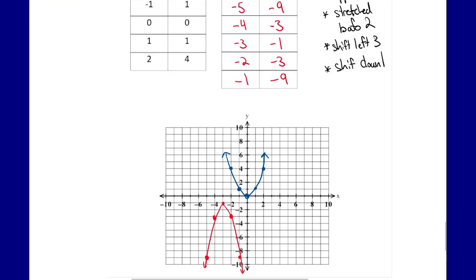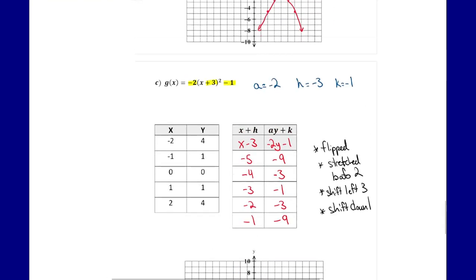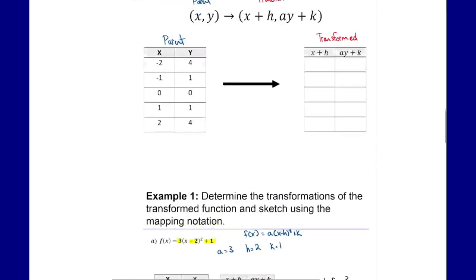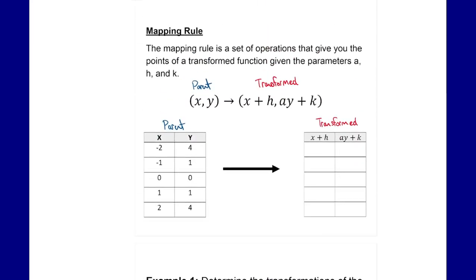So the main thing from this lesson, oops, I spelled shift wrong, is just learning about the mapping notation. That'll be really helpful when we're coming up with our transform function, or asked to sketch our transform function, because this is an easier way to just plug in the parameters and calculate what our new points for the transform function are going to be.